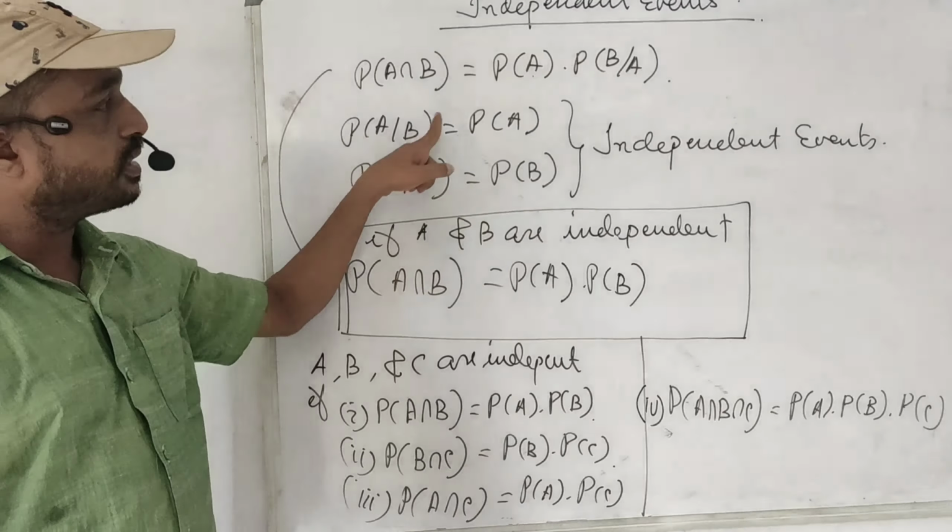Now, you must understand these conditions. Two events A and B are said to be independent if P of A intersection B is P of A into P of B. What is the meaning of P of A intersection B? It is the probability of happening both the events A and B. If the probability of happening both the events A and B is equal to P of A into P of B, then the events A and B are independent. So we have seen the conditions for three events A, B and C to be independent. Now let us see a very simple problem.